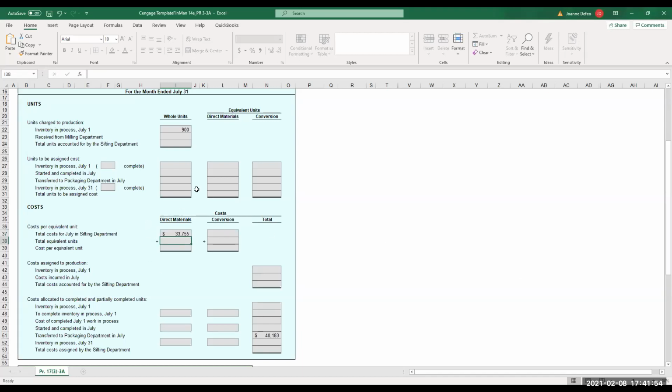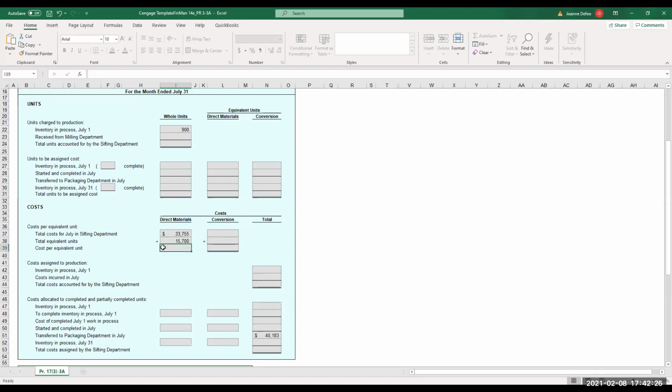This is dollars. Up here is units. You got to be careful. This is units, but down here is dollars. You got to be careful what you're doing. We got units and dollars. It can be very confusing. So these are the total costs for July. So the total equivalent units, does anybody remember what that number is? These are not dollars. These are units. 15,700? Yeah, good. So these are units.